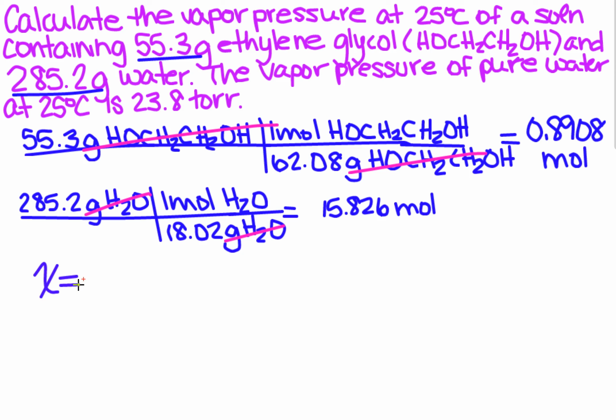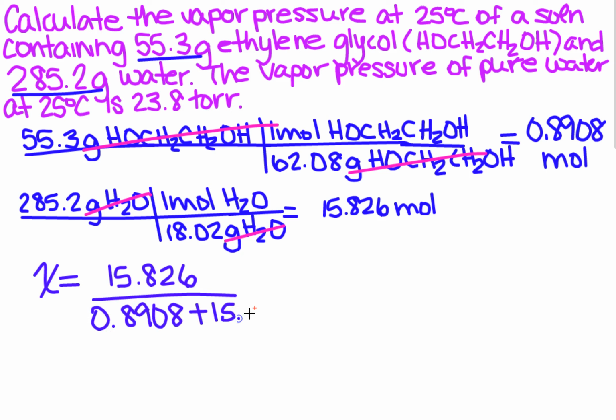So the part, remember, we're looking for the vapor pressure of what? The solution. So I've got the number of moles of the H2O, and then I need to divide by the whole thing. So I'm going to have to add my moles together. Now when you do that, you're just going to enter that on your calculator, and what are you going to get? Well, you should get 0.9467. And remember, it's unitless because it's the same thing divided by the same thing.